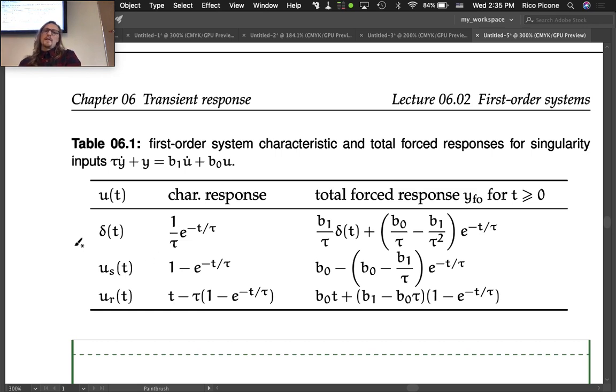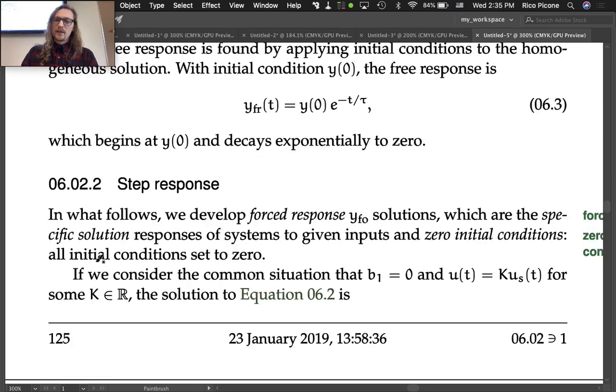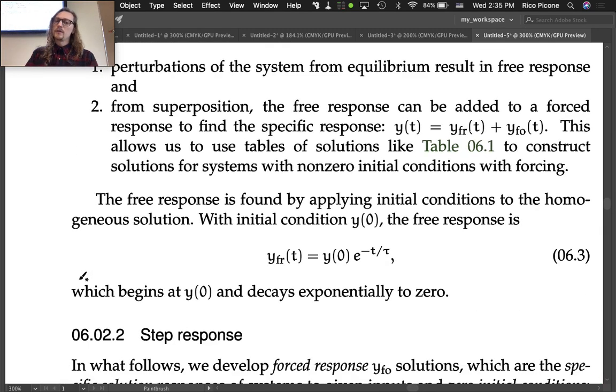So we're going to learn how to use the characteristic response column. You see how we have a row for each input: the unit impulse, unit step, and unit ramp, and the characteristic response of the system, which is to say the forced response of the system with the forcing function set to the input. Okay, so we'll revisit that. We know we can construct these solutions using the free response and the forced response from these tables. And now we just need to know what the free response is for a first order system.